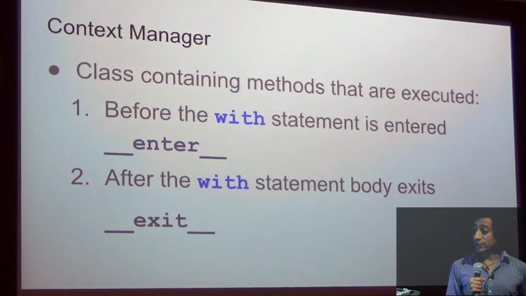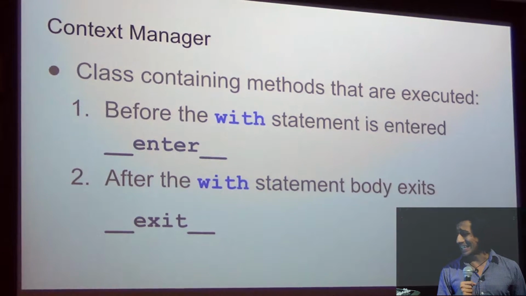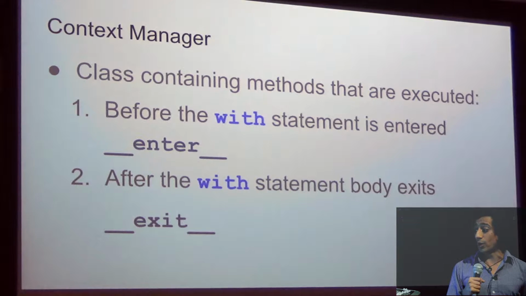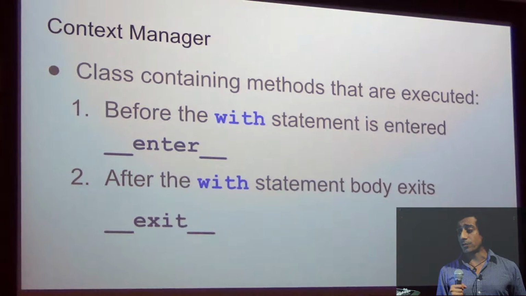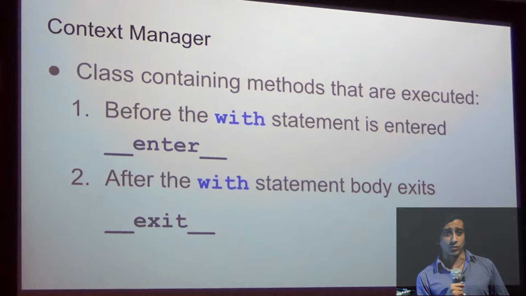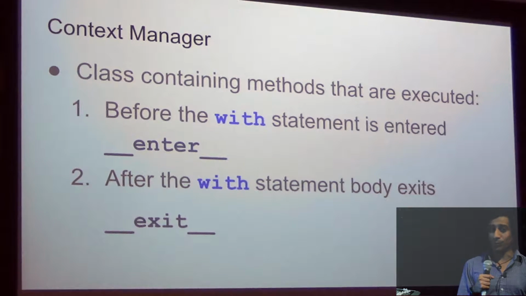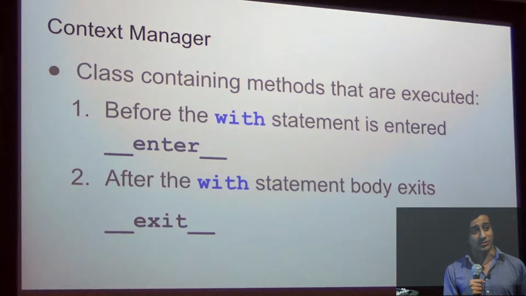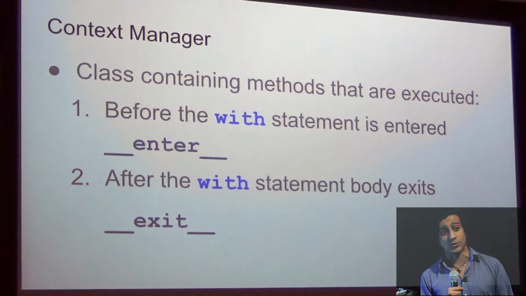So what's a context manager? A context manager is any class that contains the dunder enter method and a dunder exit method. And so the dunder enter method is executed before the with statement is entered. And once the with statement is exited, the dunder exit method is executed. And just a little note on terminology, dunder means double underscore. So when I say double underscore enter double underscore, I can shorten that down to dunder enter.